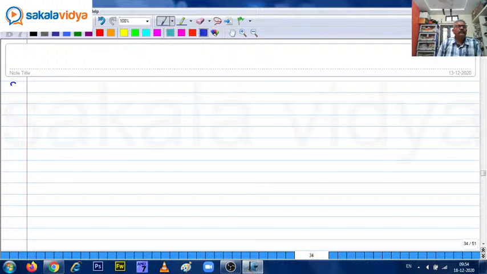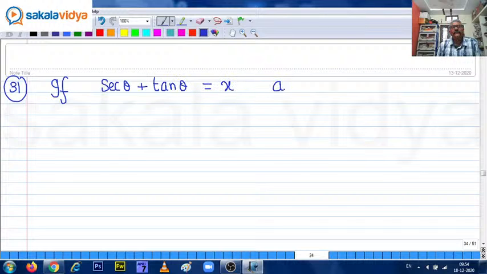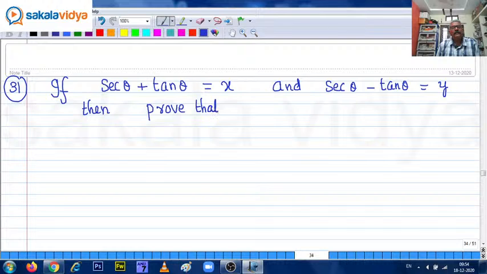So 31st problem. If sec theta plus tan theta equals x and sec theta minus tan theta is equal to y, then prove that xy equals 1. X into y is equal to 1.